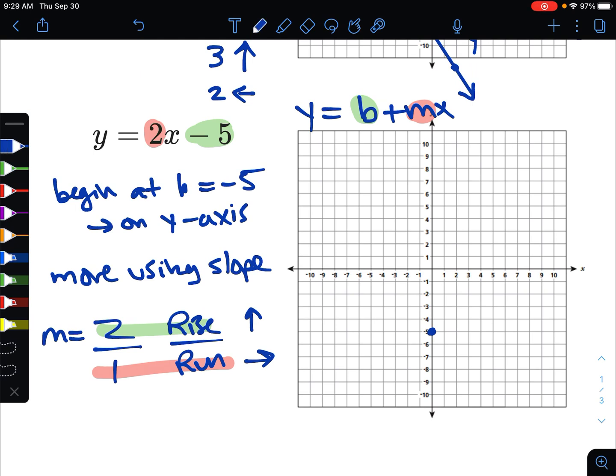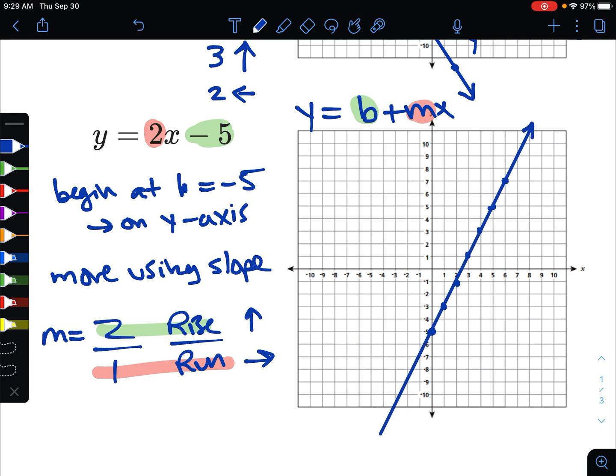So from this negative 5, I'm going to go up 2 and 1 to the right. So up 2, 1 here, up 2, 1 there. And that'll help me make these dots, these coordinate points. So 1 here, 1 here, 1 here. And this is, again, way more points than what I need. We only need 2 points to make a line, but this is just going to help us make our line very accurately. So there we go.